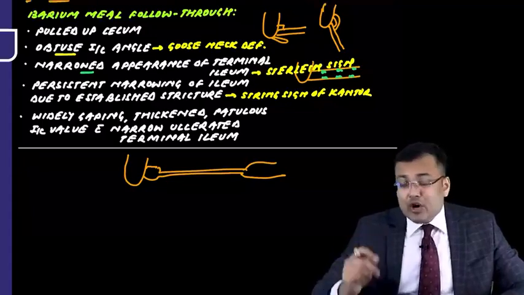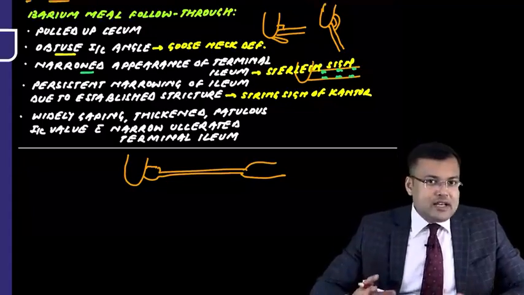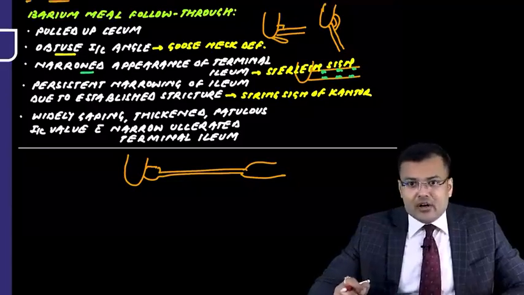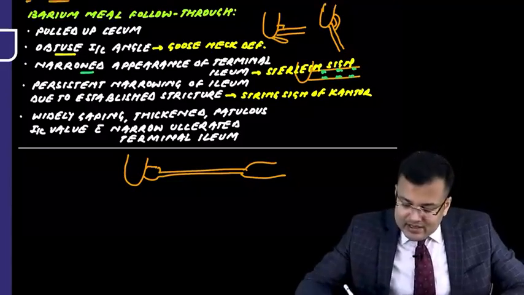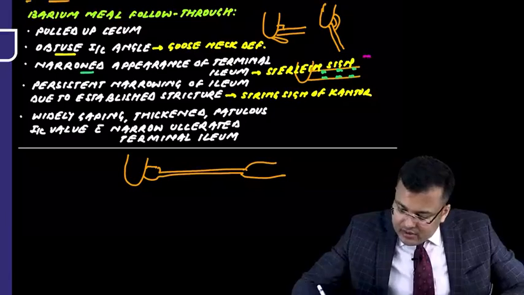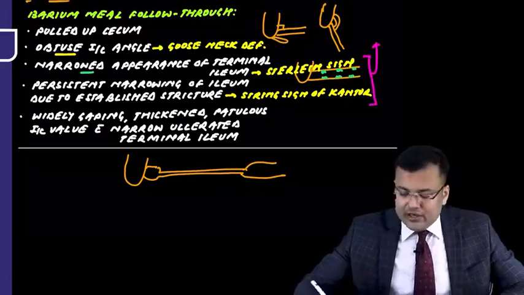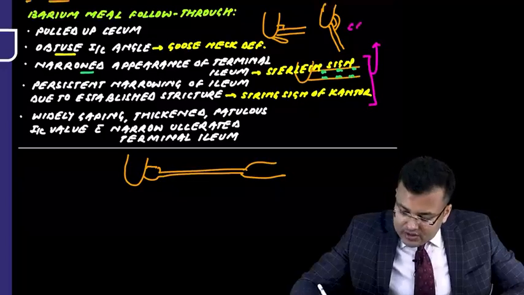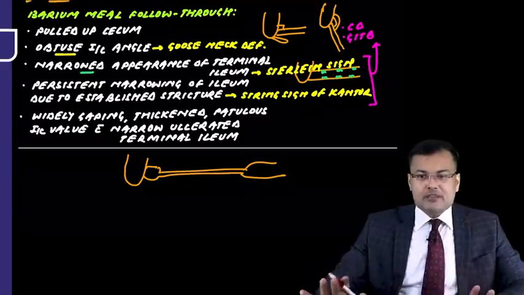That's why these are two non-specific signs. Stierlin sign as well as string sign of Kantor are non-specific, and are also seen in Crohn's disease. So they are seen in both Crohn's disease and GI tuberculosis. It's a frequently asked question.